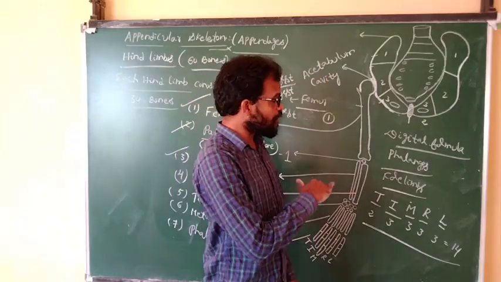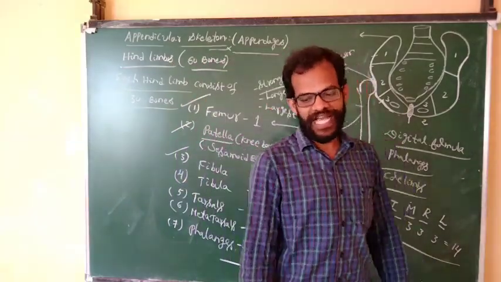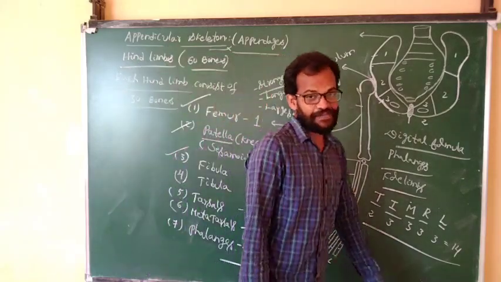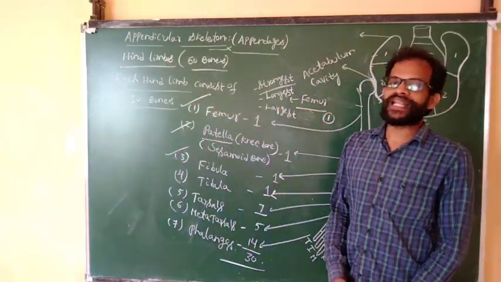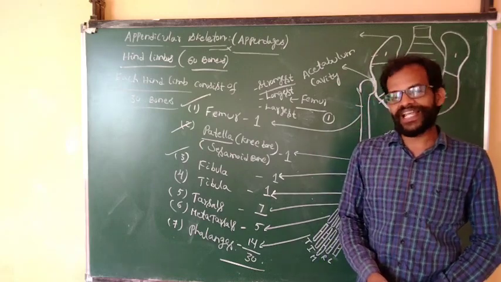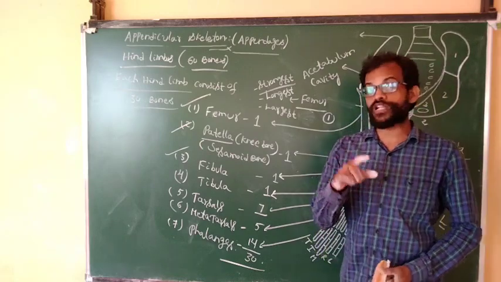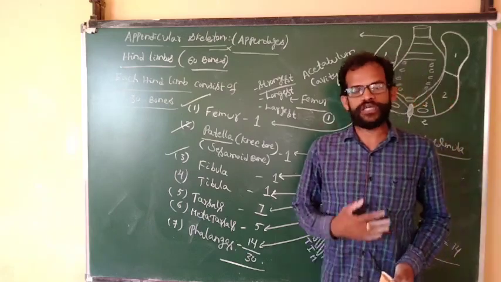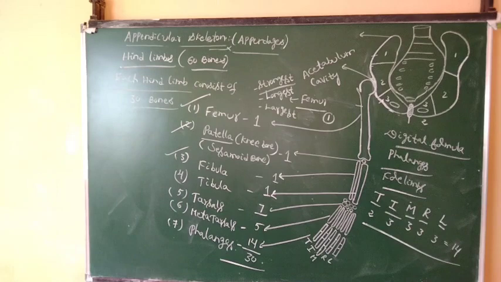The same formula applies for the forelimbs as well as hind limbs. It is the appendicular skeleton. This appendicular skeleton consists of the forelimbs, hind limbs, pelvic girdles and hip bones. The total is 126 bones. Thank you very much.